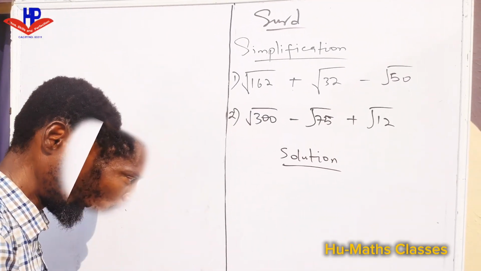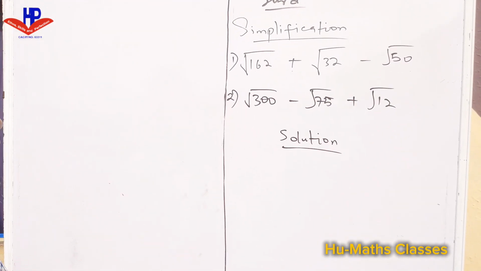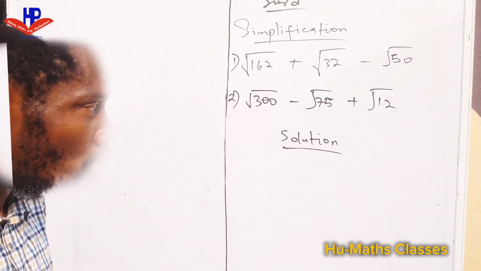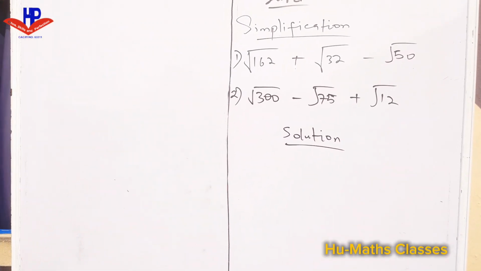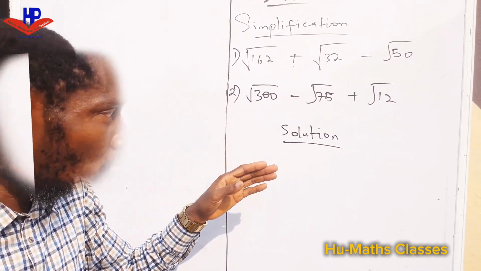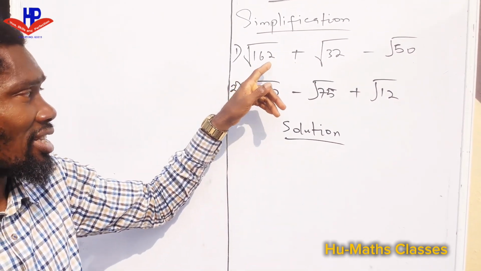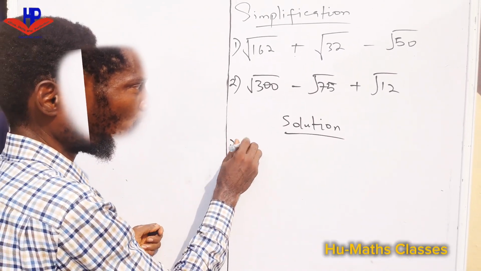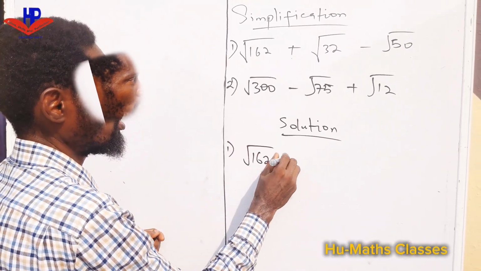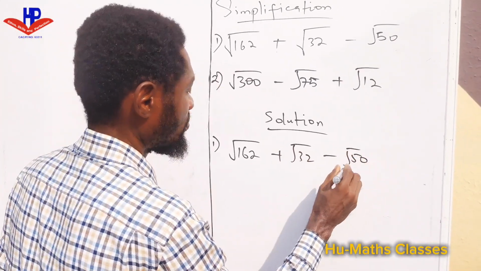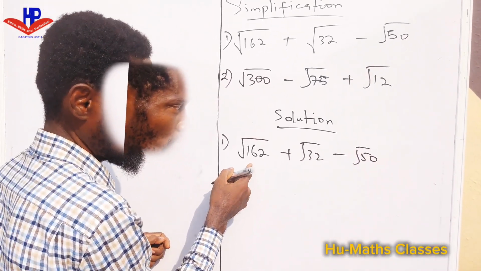To simplify these problems, we need to express these surds in their basic forms. We treated basic forms in the previous class, so I want to believe you will not be having issues with that as we start doing it to these different surds. The first one here is root 162 plus root 32 minus root 50. Let's break this into basic surds.